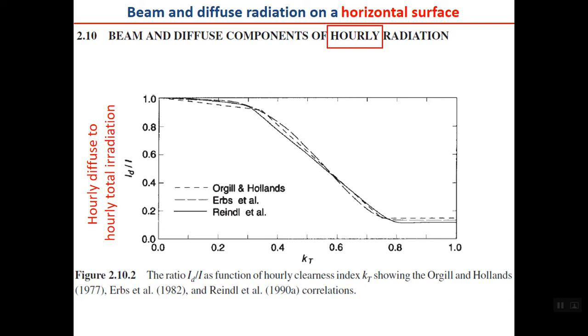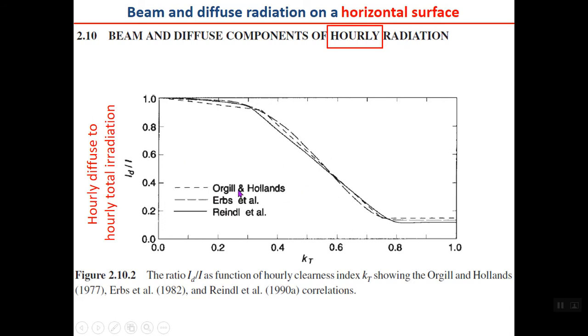These may be introduced in three forms: beam and diffuse components of the hourly radiation, beam and diffuse components of the daily radiation, and beam and diffuse components of monthly radiation. In this section, section 210 of your textbook, and the following two sections, 211 and 212, these topics will be covered. Section 210 starts with the beam and diffuse component of hourly radiation.